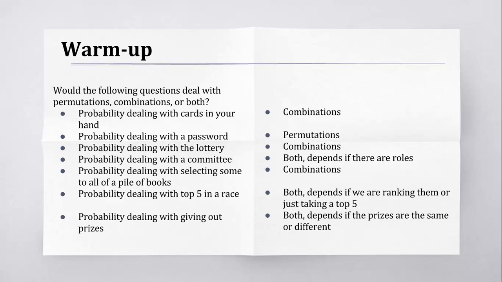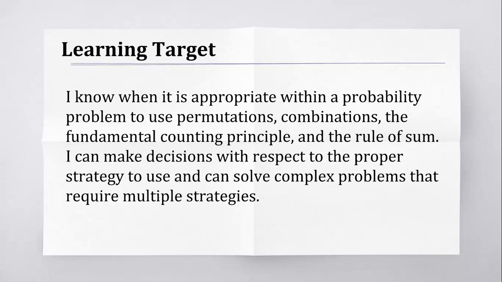And if we're giving out prizes, that depends if the prizes are the same or they are different. If they're the same, it really doesn't matter who gets what. If they're different, then it matters who wins that grand prize. If you say top 5 again, it's the same idea, and so it matters who gets the grand prize.